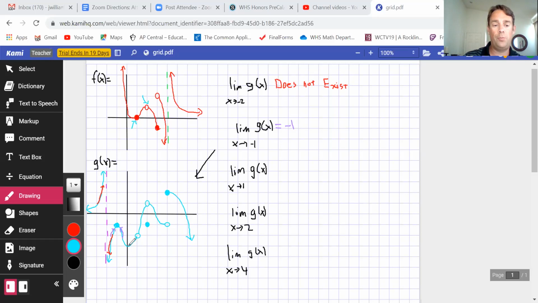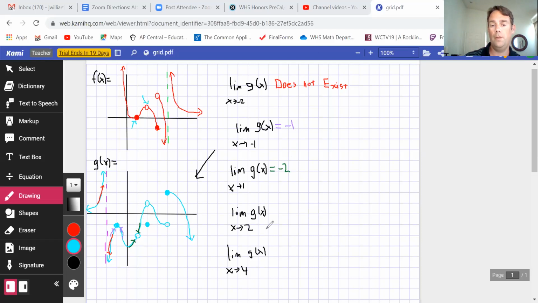Our next one, when x is +1, well, from the left side, I'm going to -2. From the right side, I'm going to +2. So therefore, the limit is -2.